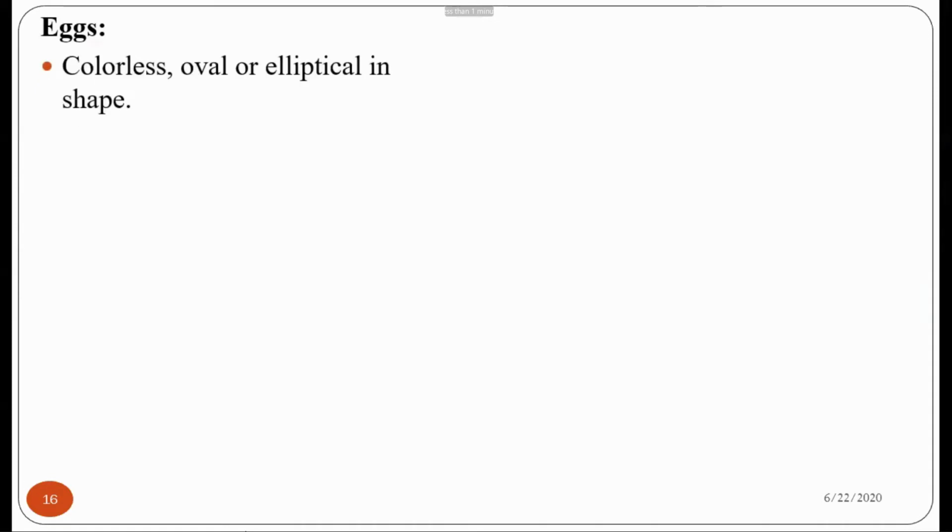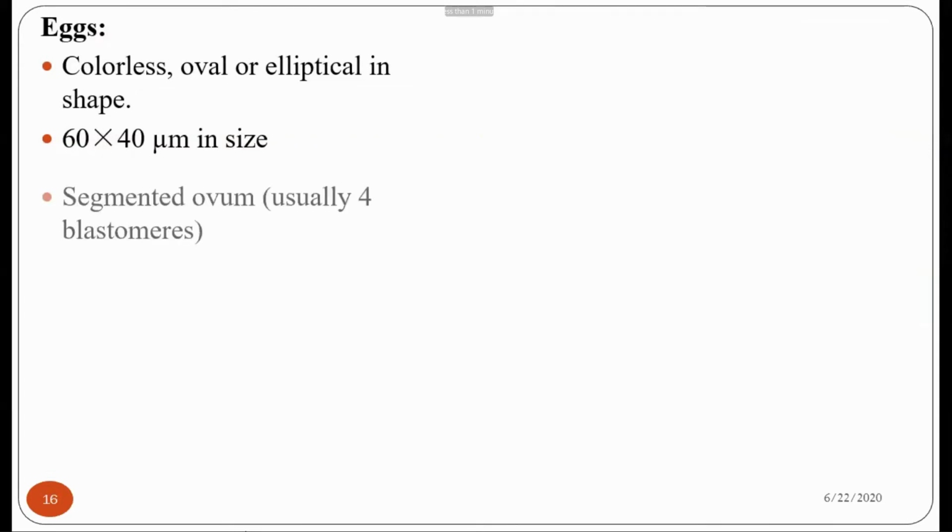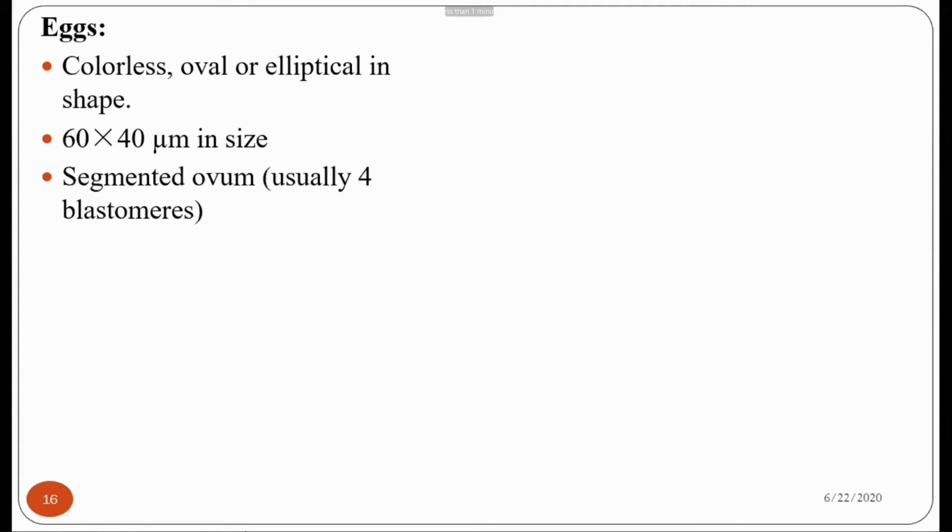Generally, the ova or egg of these hookworms is oval or elliptical in shape. These ova are non-bile stained. Thus, we can say the egg of hookworm is non-bile stained, or colorless in nature. The egg of hookworm measures about 60 by 40 micrometers in size and it is segmented in nature.